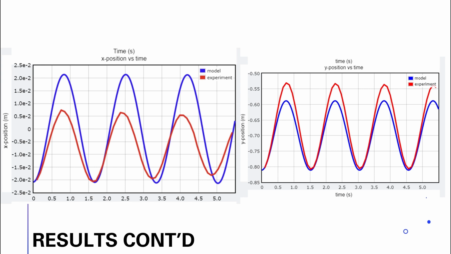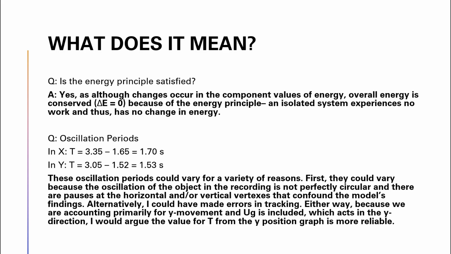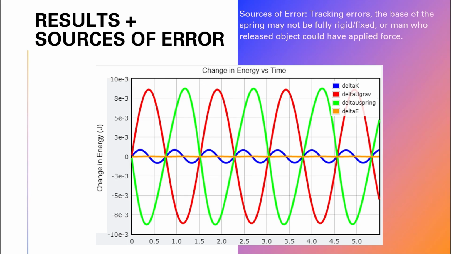However, the x position oscillation isn't what's primarily affected by the forces measured, by the energies measured. And so you would expect a little more variability in the x position graph than you would in the y position graph. So what does it mean? The energy principle satisfied. Yes, although changes occur in the component values of energy, overall energy is conserved, delta E equals 0, because of the energy principle. An isolated system experiences no work and thus has no change in energy. And you can see that in this graph, and I explained that earlier.